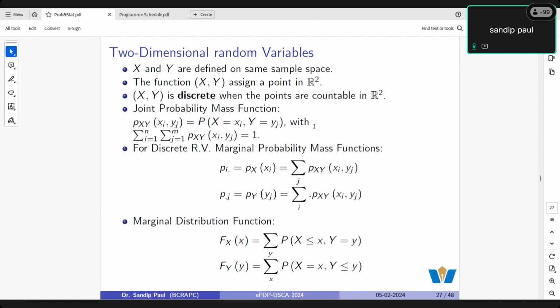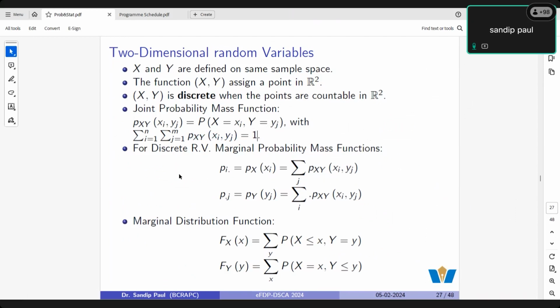Now it has similar properties. Always the probability is greater than or equal to 0. I have not written it. But if we take the sum of all these probabilities, if we consider the sum of the probabilities at all points in that plane, in the two-dimensional plane, the sum is always 1. So this is the property of the joint probability mass function.